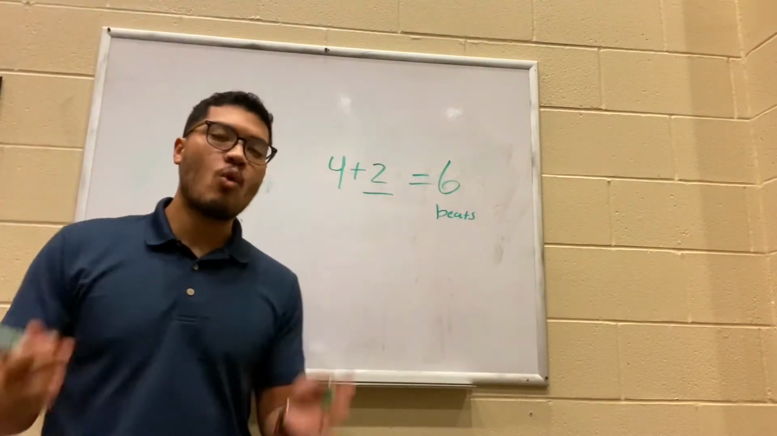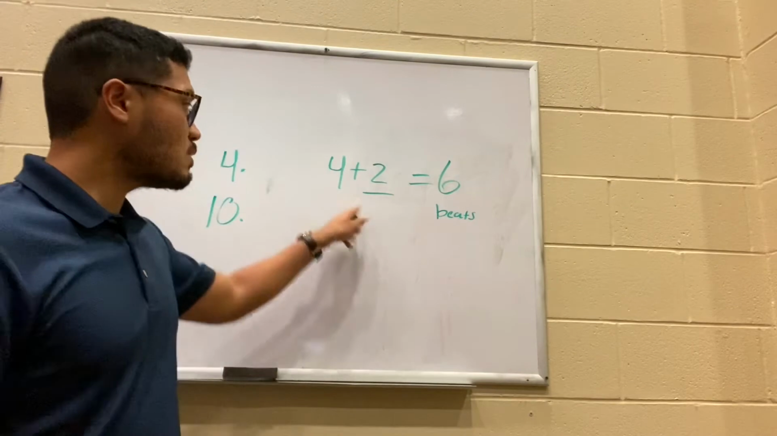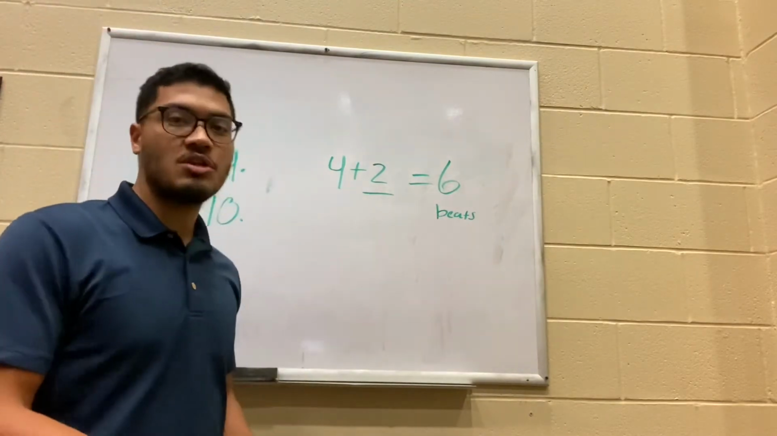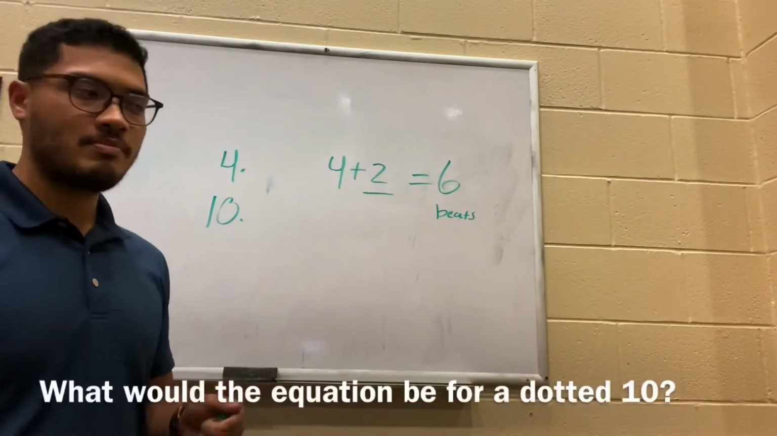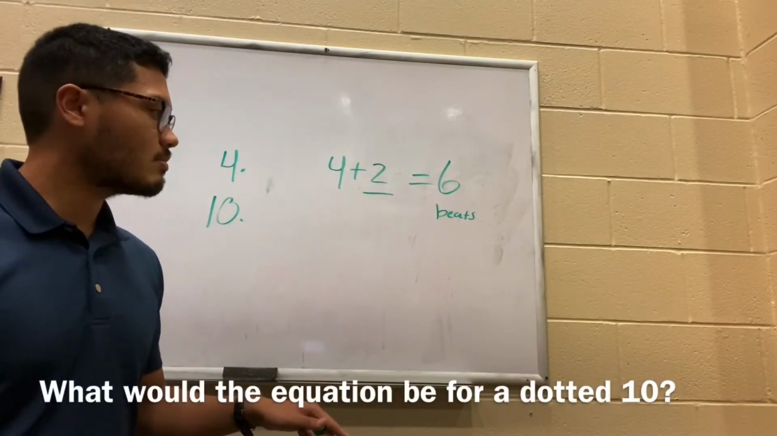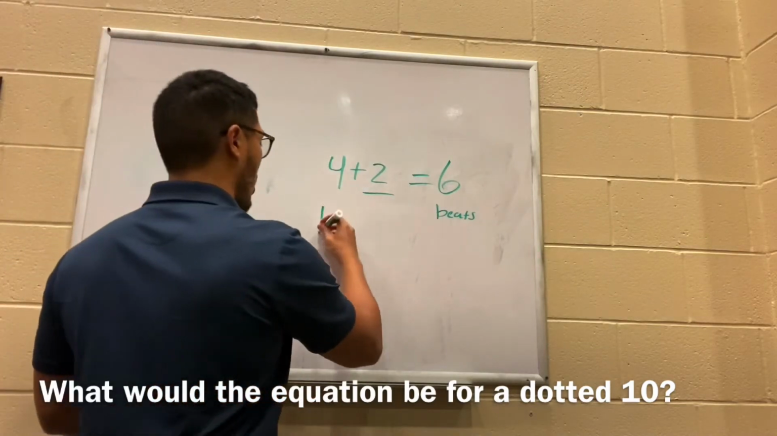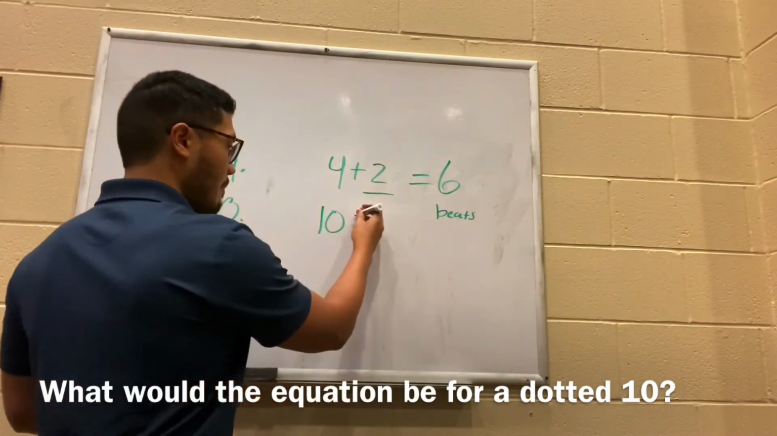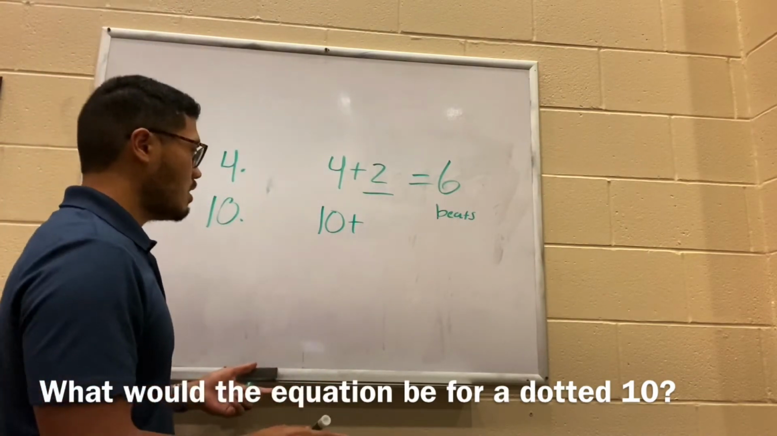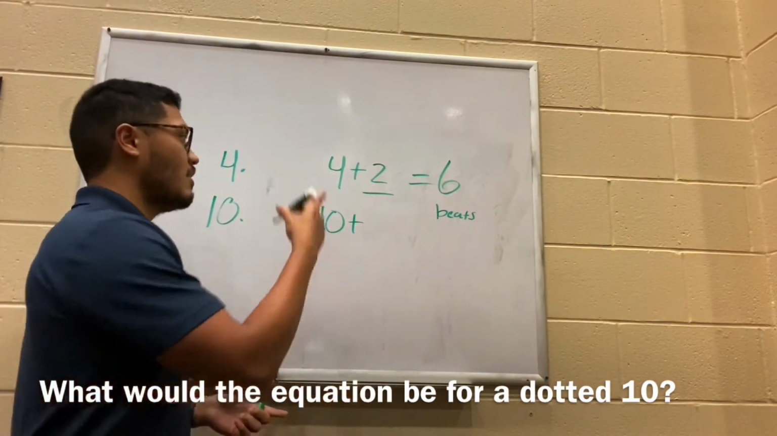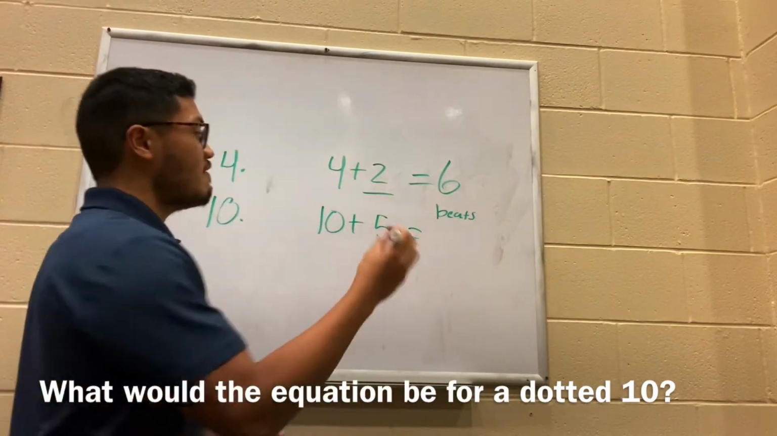So if we had a dotted 10, what would the equation be for a dotted 10? If this was the dotted 4, we drew out that equation, what would be the equation for a dotted 10? Think about it. So, first thing I do is draw my 10. Remember, I'm adding half to whatever it's attached to. So what's half of 10? 5. So how many beats are we talking? 15 beats.